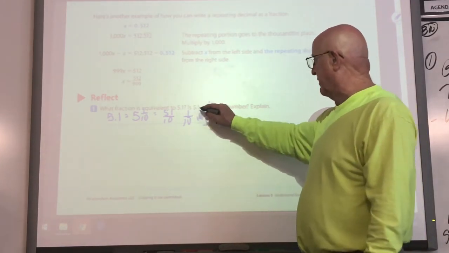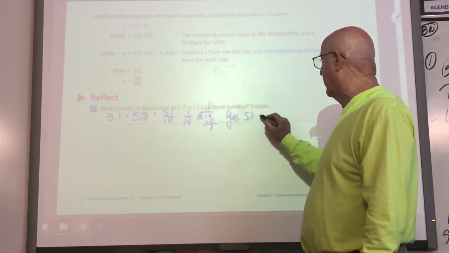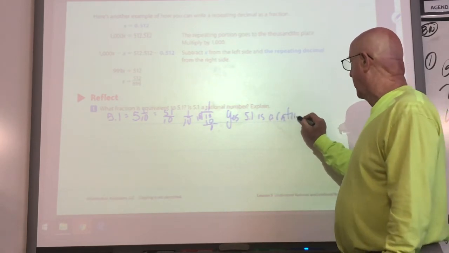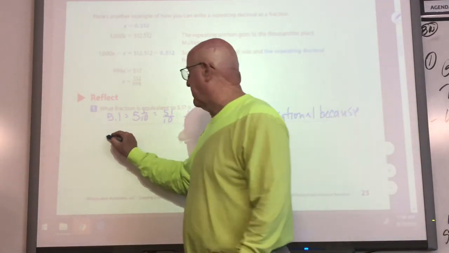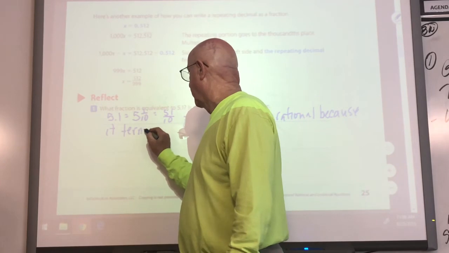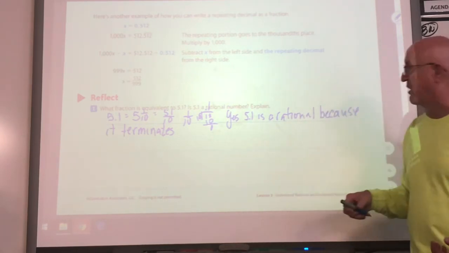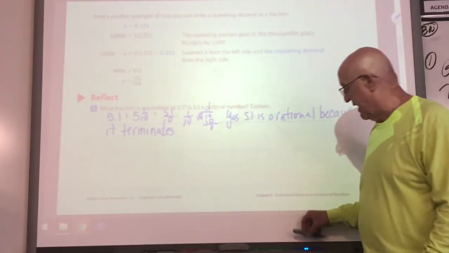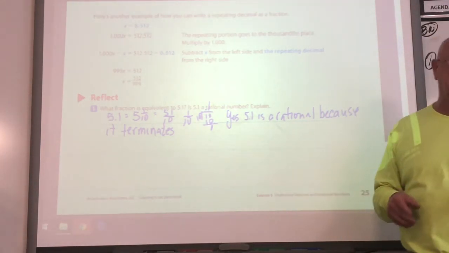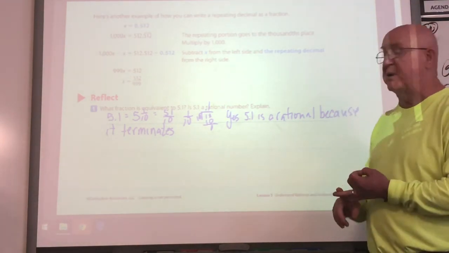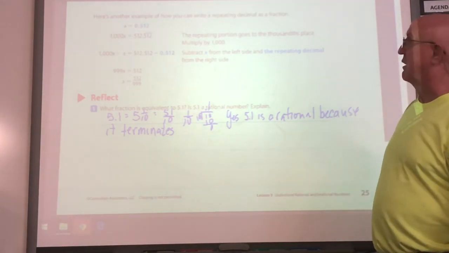And so it says, is it a rational number? Yes, it's a rational number. Yes, 5.1 is a rational number because it terminates. Right? So because it terminates, it's a rational number. And that is all you need to be able to do in order to determine if it's rational or irrational. Does it terminate? Does it repeat? Or is it a whole number? Okay? So terminate, repeat, can be written as an integer.